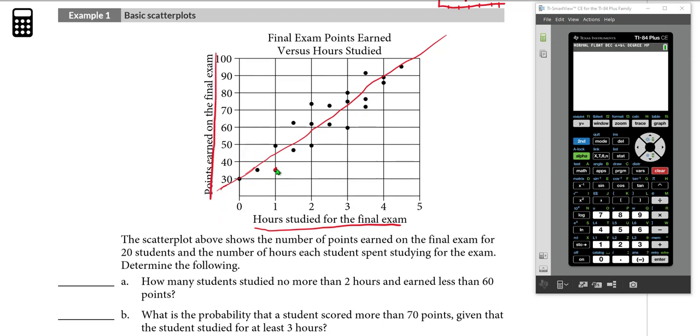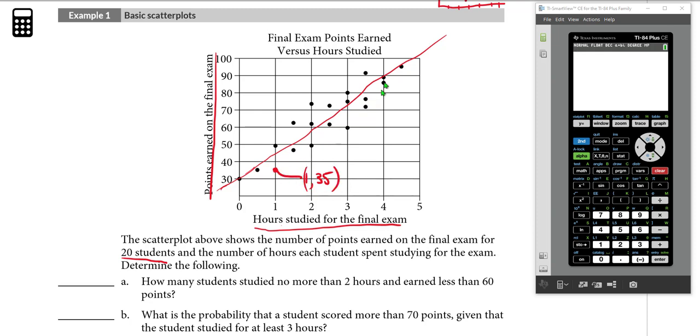So each of these points, for instance, this point right here would represent a student, one of these 20 students, and you should be able to see there's 20 dots, 1, 2, 3, 4, and so on and so forth. There's 20 dots. So this student right here studied for 1 hour, right? That's the x coordinate. That's what's on the x-axis, and earned 35 points on the final. Woo, should have studied more.